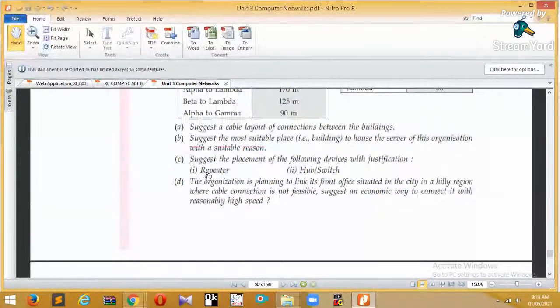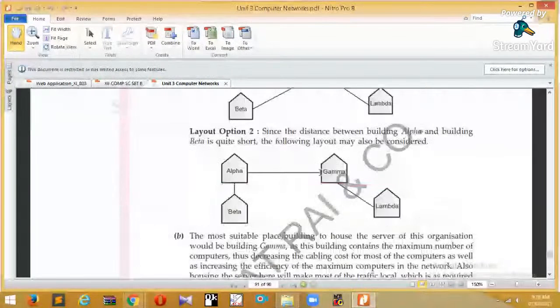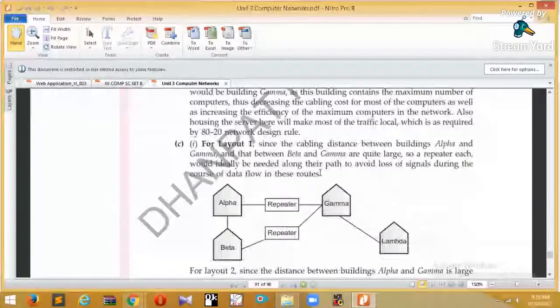So first one is repeater, second one is hub or switch. Before going to the discussion of this particular question, that where repeater or where hub or switch can be placed, we have to know the concept of repeater and hub or switch. So repeater means what? When we take the connection from any broadband or any other things, the repeater is the particular network device that actually amplifies the signal strength.